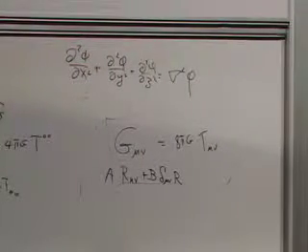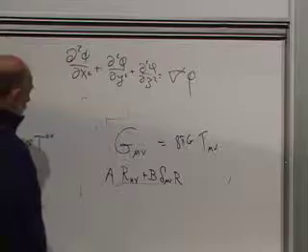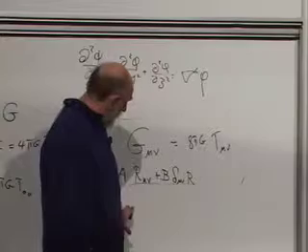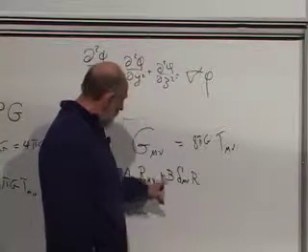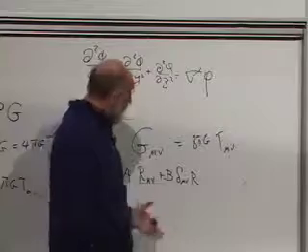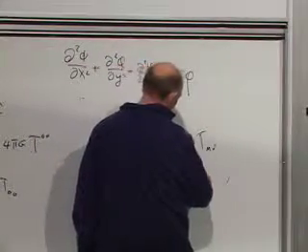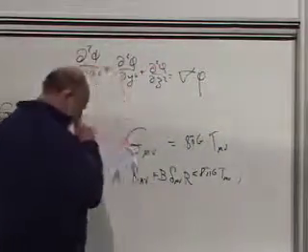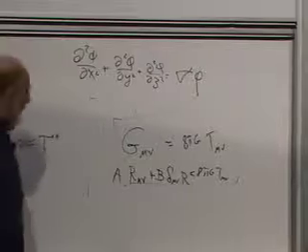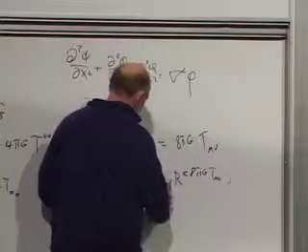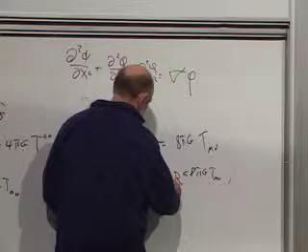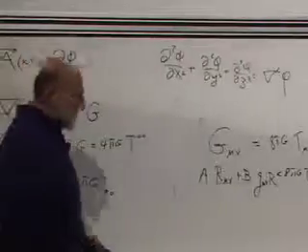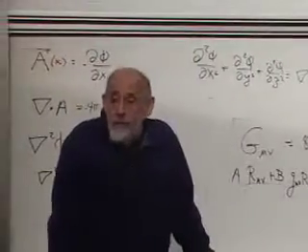And that's it. There are no other tensors which contain only second derivatives and are made up only out of the metric, other than a times R mu nu plus b times g mu nu R. That's equal to 8 pi G times T mu nu. So G mu nu. The left-hand side is a tensor, the right-hand side is a tensor. If they're the same in one frame, they're the same in all frames.